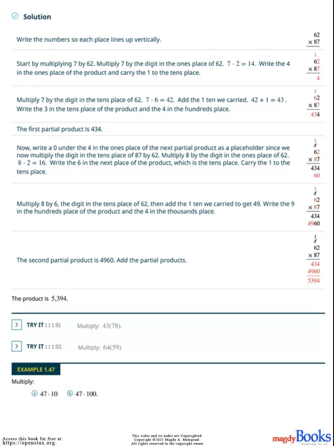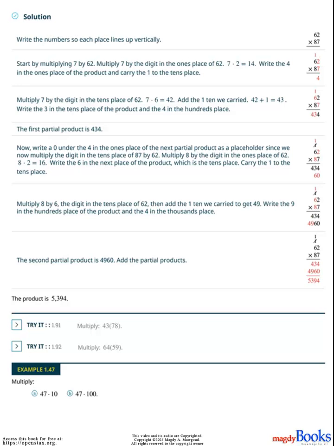7·6 equals 42. Add the 1 we carried. 42 plus 1 equals 43. Write the 3 in the tens place of the product and the 4 in the hundreds place. 4. The first partial product is 434. 5. Now, write a 0 under the 4 in the ones place of the next partial product as a placeholder since we now multiply the digit in the tens place of 87 by 62.